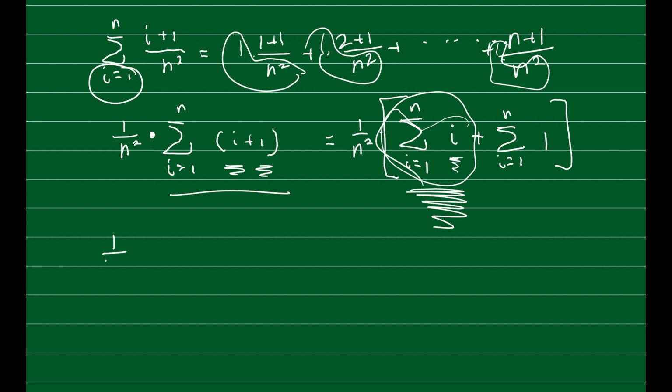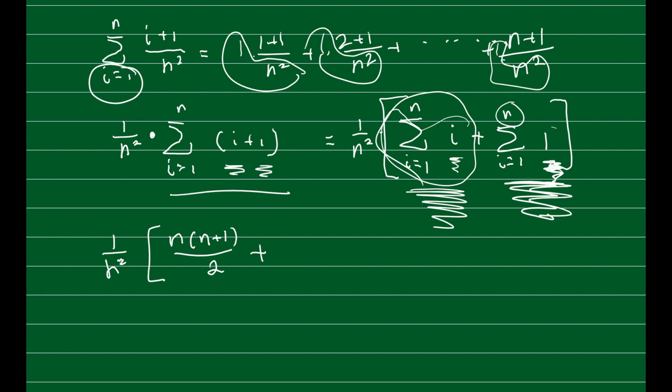That is equal to 1 over n squared times n times n plus 1 over 2, plus the summation of a constant. How many times is this constant going to be added? Well, n times. And remember, this is another property: the summation of a constant over the first n terms is the constant times n. So in this case it becomes 1 times n, which is just n.